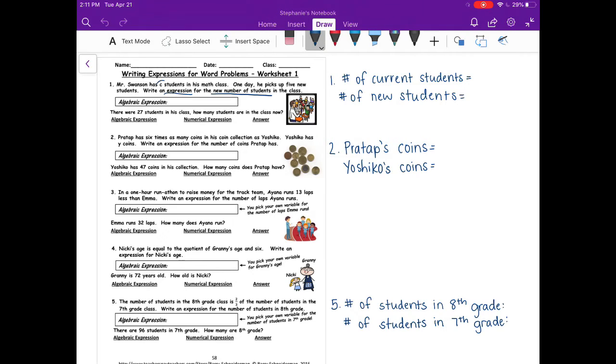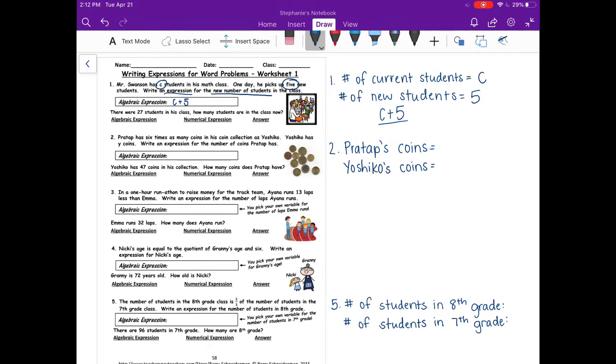Let's look back at the problem. Mr. Swanson has C students, so that means the current number of students is an unknown number, which we represent with C. The new students he picks up is 5, here we find in the problem. Now that I know my two different pieces of information, I can find that the new number of students must be C plus 5. And there you go. That's your algebraic expression. So go ahead and plug that in where it says algebraic expression.